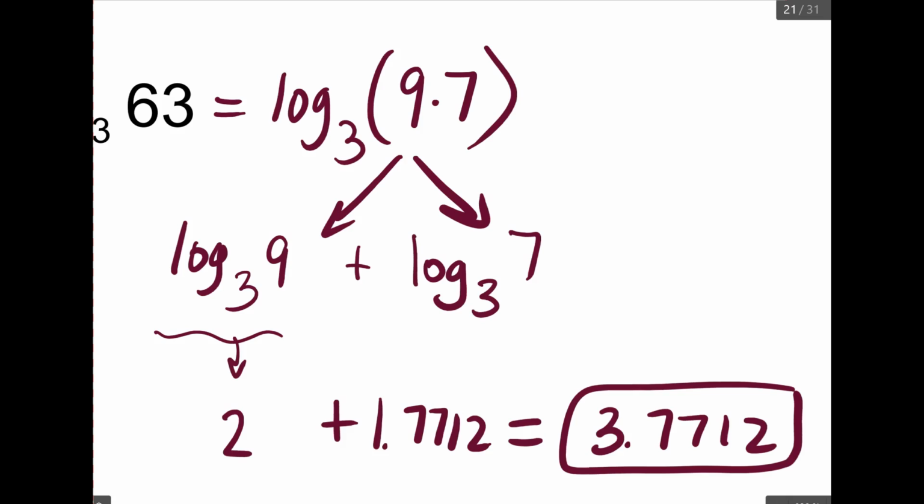Why is the answer not the same as it is in the log? Because it's a different number. Taking log 63 instead of log 14. Here I had 9 and 7. On the left side I had 2 and 7. They're different numbers.